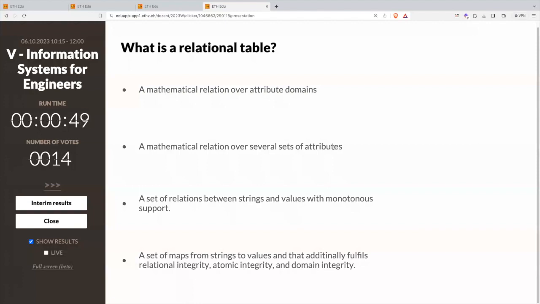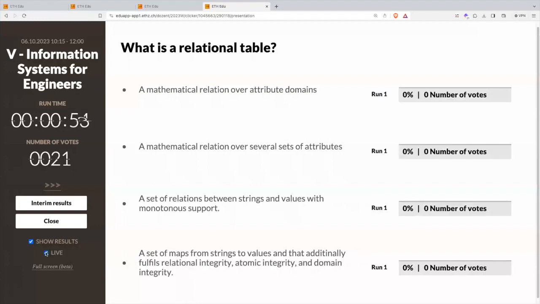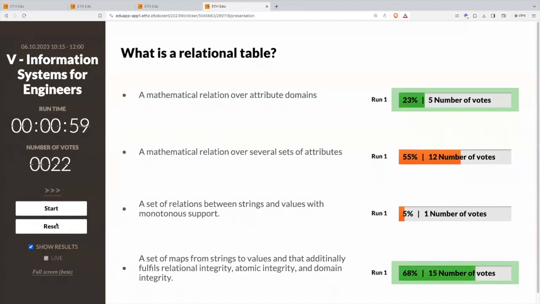Let's look at your answers, multiple possible. Almost. So these were the correct ones. The relation is about the attribute domains. Remember that the relation is a subset of the Cartesian product, and the Cartesian product we take over domains. If you had a relation over sets of attributes, you would have tuples that contain attributes, but we don't want the attributes in the table. We want the actual values, right, from the domains.